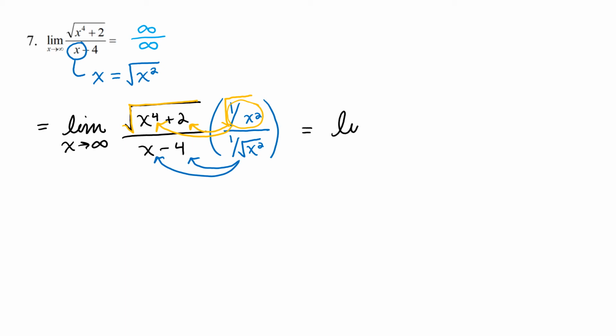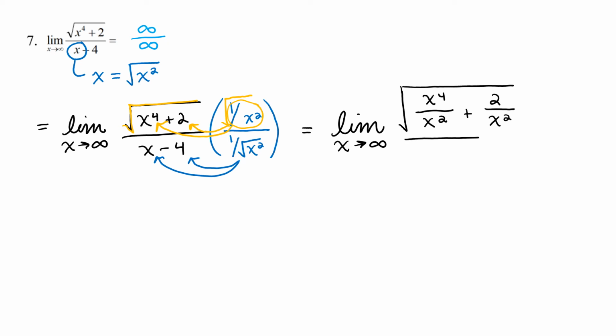So this will be equal to the limit as x approaches infinity of the square root of x to the fourth power over x squared plus 2 over x squared, all over x over the square root of x squared minus 4 over the square root of x squared. And these square roots of x squared simplify to x.